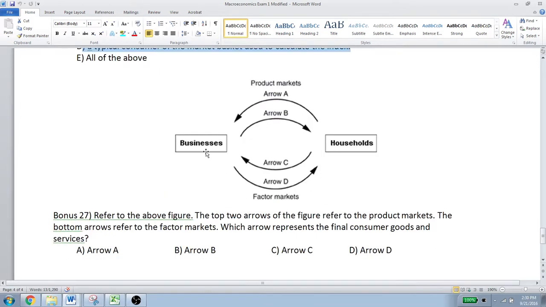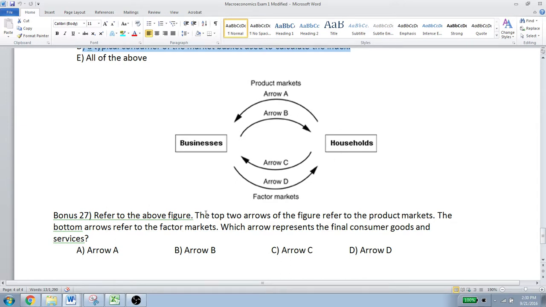Here we've got the circular flow. Money flows from businesses through the factor market into households because households are providing, arrow C, resources to the businesses, such as labor and investment dollars and so forth. Up here, businesses then provide products and services to the households, and households pay money, arrow A, to the businesses.